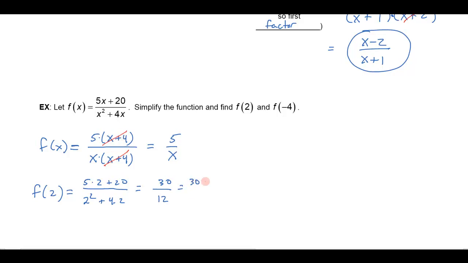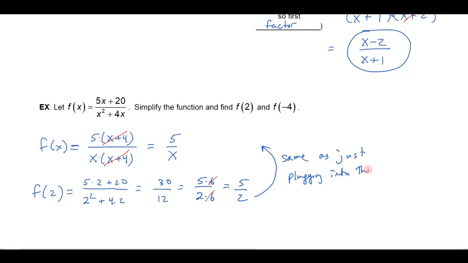So I could write this as, not 30, 5 times 6 over 2 times 6, and then those 6's would cancel out, and that would give me 5 halves. And notice that would have been a lot easier, of course, to just plug 2 into this original, or the more simplified function up here. All right, so that's the same as just plugging 2 into the simplified form, as we would expect. Okay?